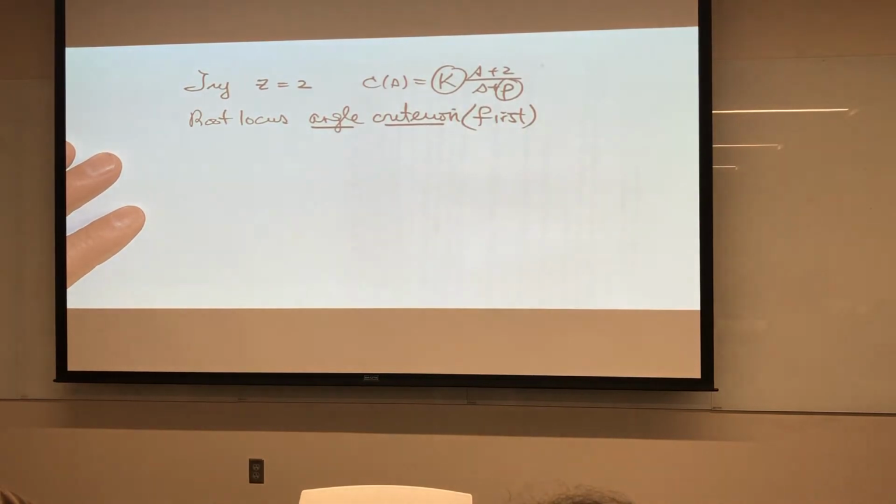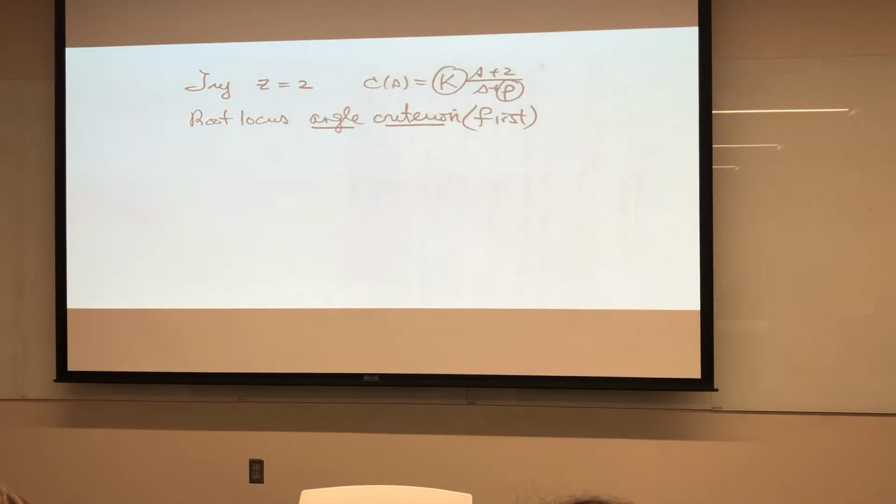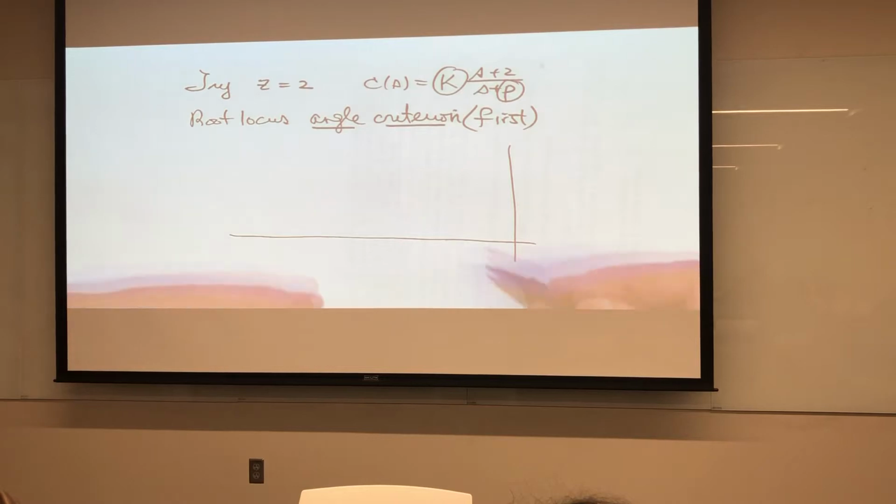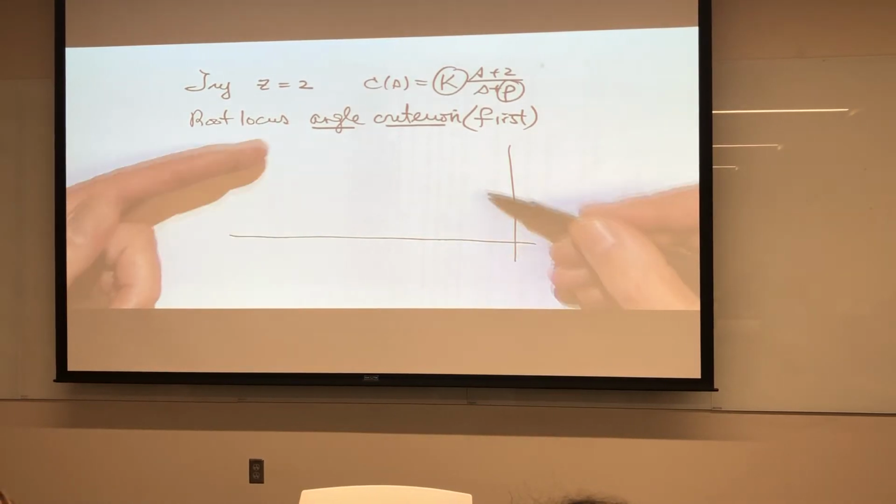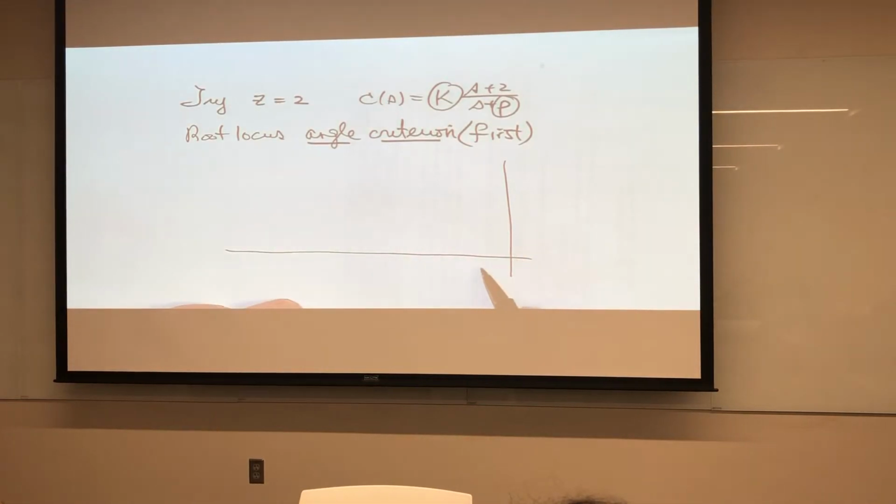Always do the angle criterion first. Always. Okay, let's take a look at it. I'm just going to draw the upper part of the picture, because the lower part looks just the same as the upper part. This is the real part, and this is the imaginary part.